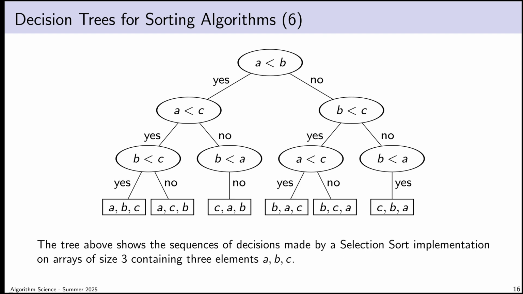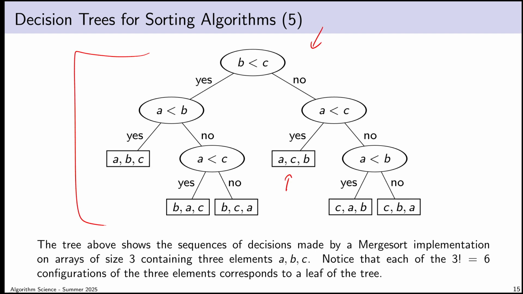So here is the decision tree corresponding to selection sort. Actually, one last word about the merge sort thing. You'll notice on the slides I say the sequence of decisions made by a merge sort implementation. I'm not claiming that every merge sort implementation has exactly this decision tree, because of course you could split the array in different ways. All I'm claiming is I implemented merge sort, and this is the decision tree for my implementation on inputs of size 3. We're only using this as a visual device anyway.